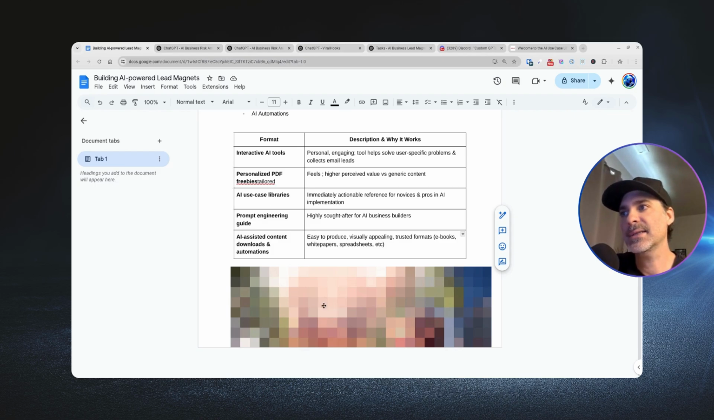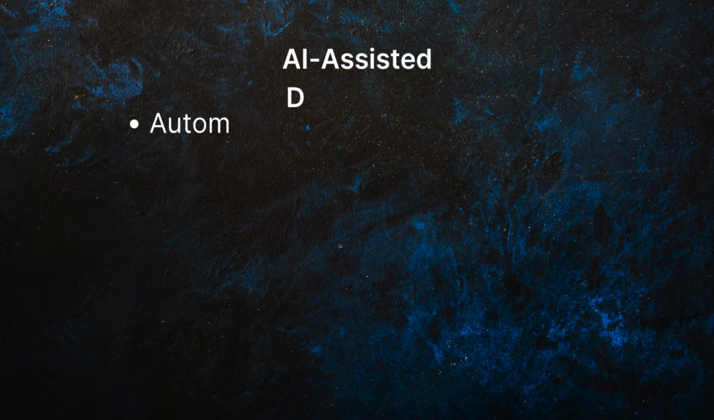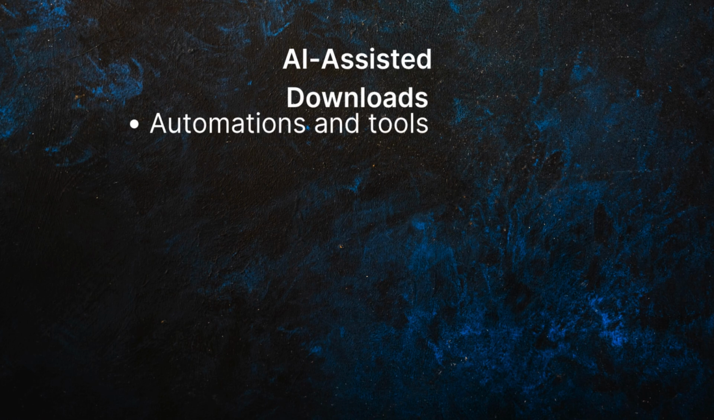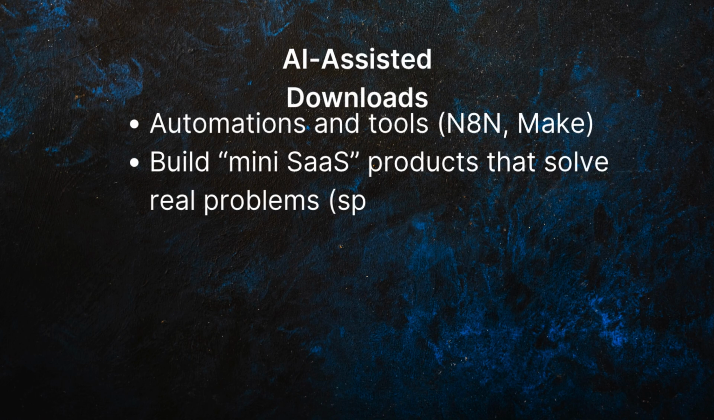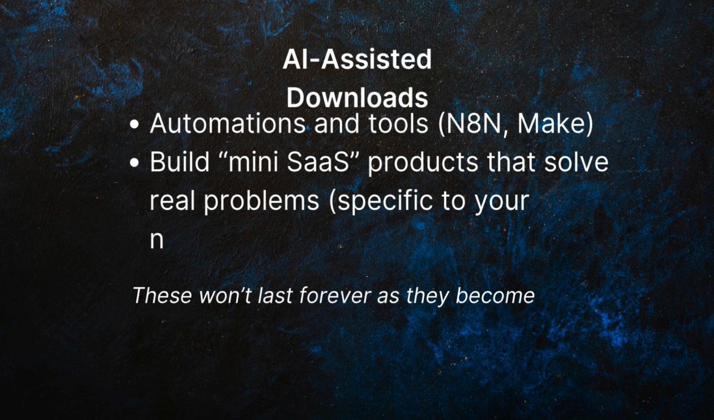And that gets us to the last one, AI assisted content downloads, things like automation. So this is huge right now. N8N automations. People are just creating these huge, like if I just go into my LinkedIn right now, you're going to see 100 of them.